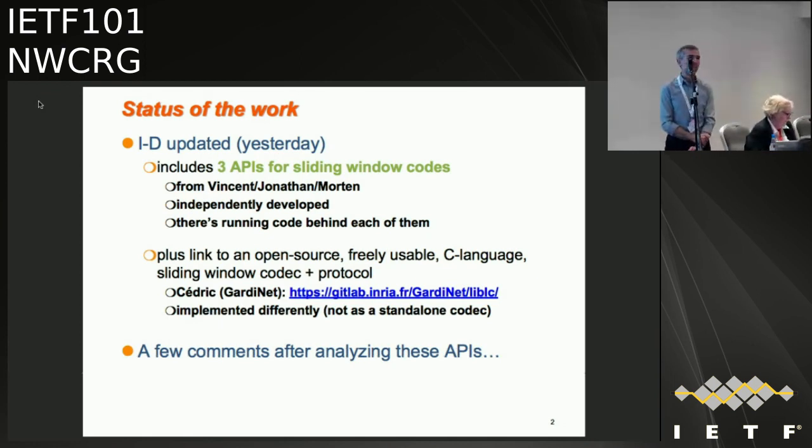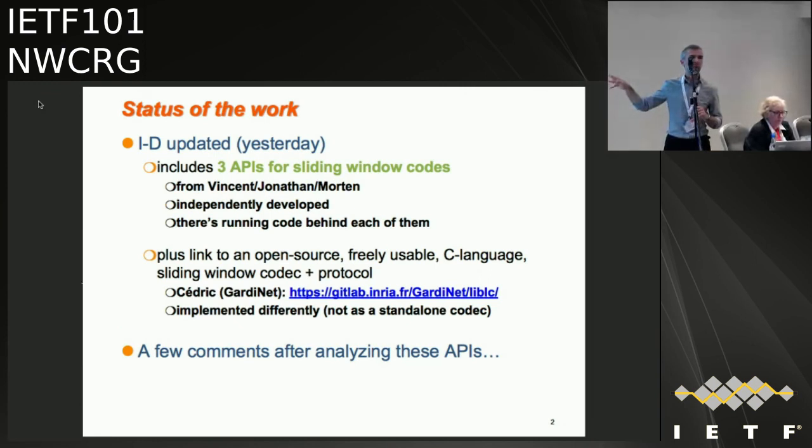I was waiting for a third contribution. So now this document, the one you will find on the data tracker, includes 3 example APIs for sliding window codes. Mine, the one from Jonathan, and the one from Morten. So those 3 APIs correspond to running codes. There is something behind them. They have been independently developed by the 3 of us plus colleagues. Of course, we are not working all alone, but they have been independently developed. So that's something very precious. And there is also a link to a 4th implementation of sliding window codes, the one from Cedric, which you can find the URL here.